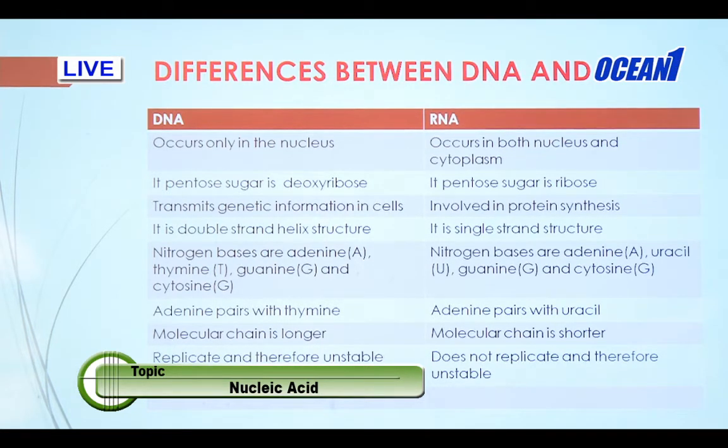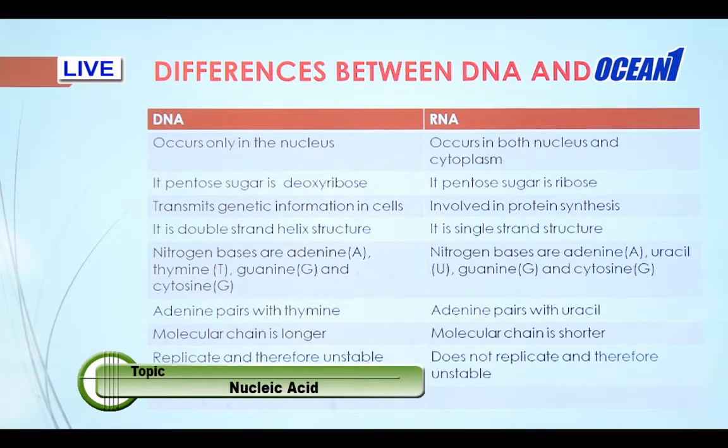Now in DNA, if you look on your screen, you see that the differences will come there very soon. In DNA, it occurs only in the nucleus. And the RNA, it occurs in both the nucleus and cytoplasm. Now again, the DNA is made up of pentose. The pentose sugar in the DNA is deoxyribose. Now we understand the deoxyribose and ribose. So the pentose sugar that is found in the DNA is the deoxyribose, and the pentose sugar that is found in RNA is the ribose.